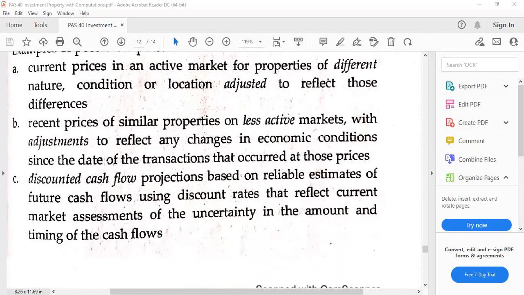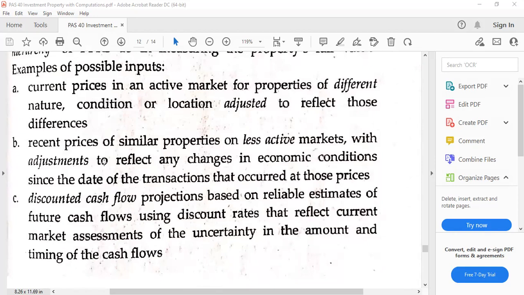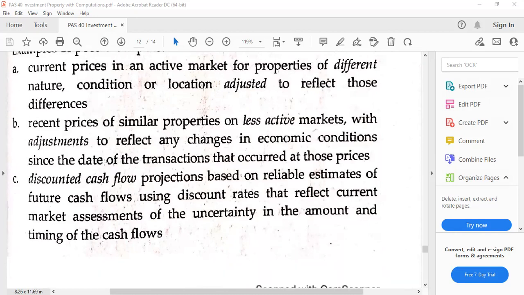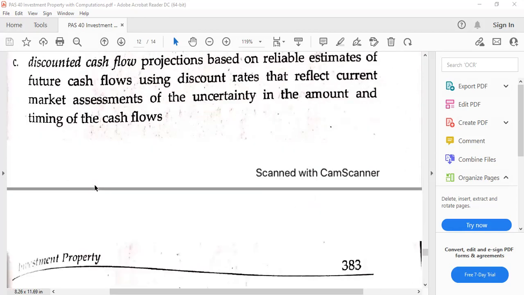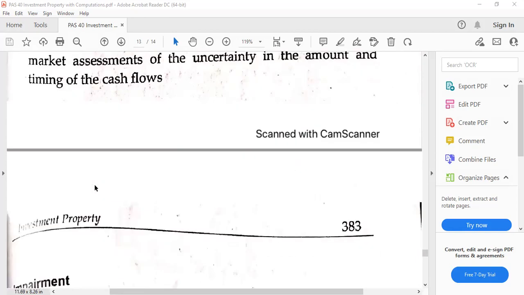Next is if we cannot find an active market, then similar properties on less active markets with adjustments, of course, especially if those prices were from years ago. And we know discounting. And letter C, it's really discounted cash flow projections on the cash inflows that can be obtained out of still keeping the property for rent purposes or capital appreciation. So discounting there is very important.